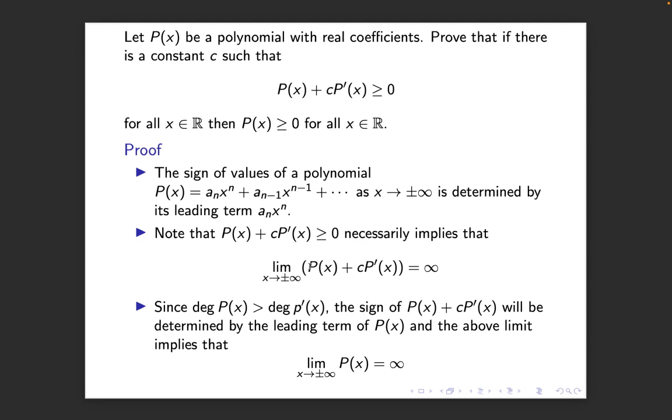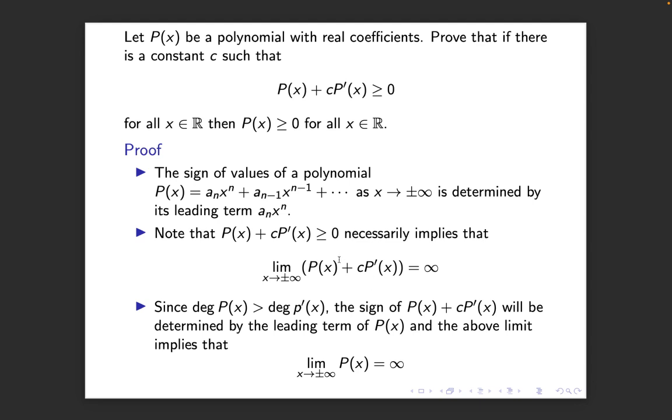But what is the leading term? The leading term is actually the leading term of p of x, because when we take the derivative, the degree of p prime will be 1 less than the degree of p of x. So therefore, the leading term of this whole expression, p of x plus c times p prime of x, will be just the leading term of p of x. Right? So if this goes to infinity, this necessarily will force the limit as x goes to plus or minus infinity of p of x to go to infinity.